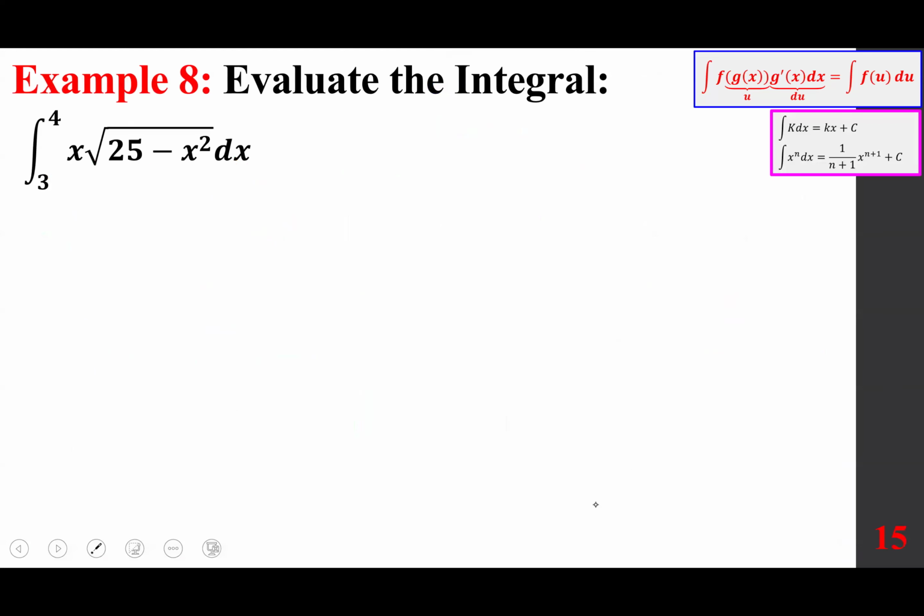So here's an example, the integral from 3 to 4 of x squared times the square root of 25 minus x squared dx. That is going to use the substitution, and we know the answer is a number. So 25 minus x squared is the more complicated polynomial. That is the choice of u.